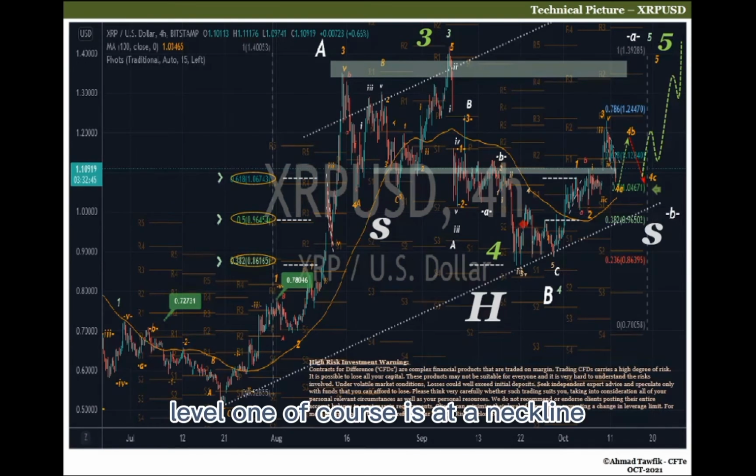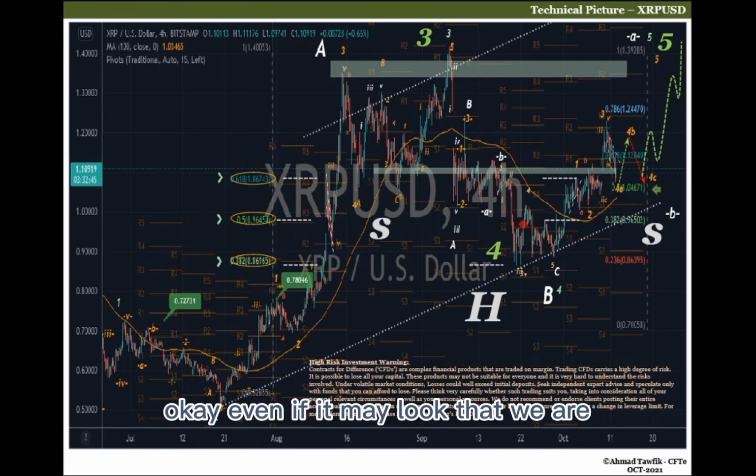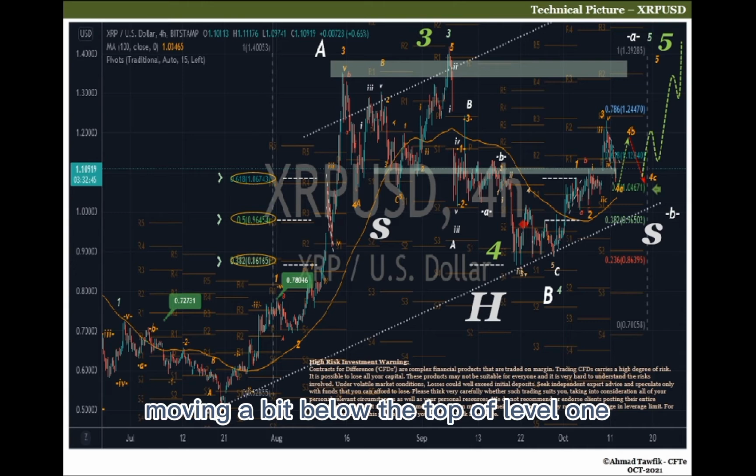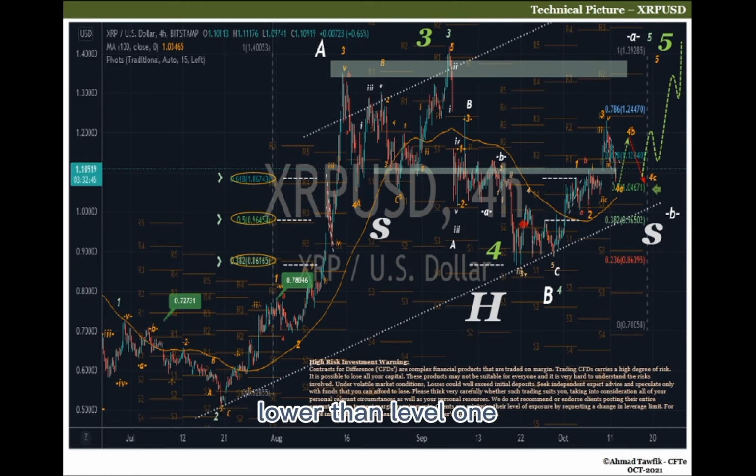Level 1, of course, is at a neckline. We have a neckline here, so we're not going back below the neckline. Okay, even if it may look that we are moving a bit below the top of level 1, once we go to the 1 hour, you'll see that we're actually testing lower than level 1.